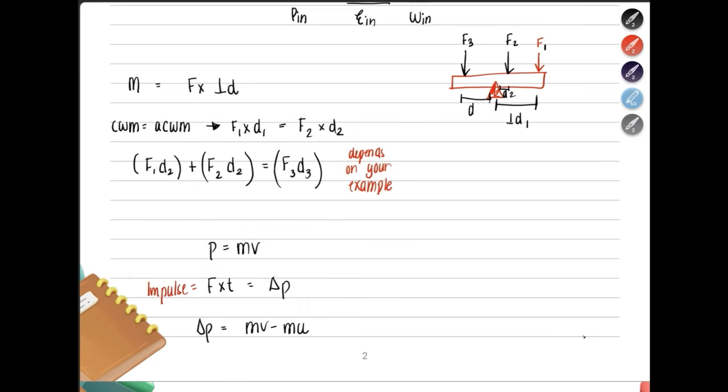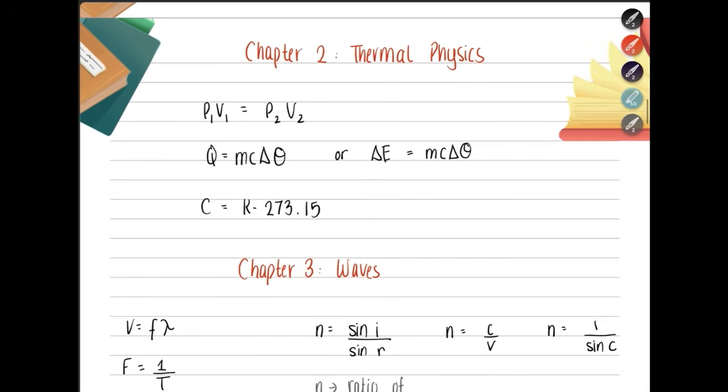Force times time. Change in momentum is mv minus mu, because momentum is mass times velocity, right? Mass multiplied by final velocity minus mass multiplied by initial velocity. Now let's move on to thermal physics.